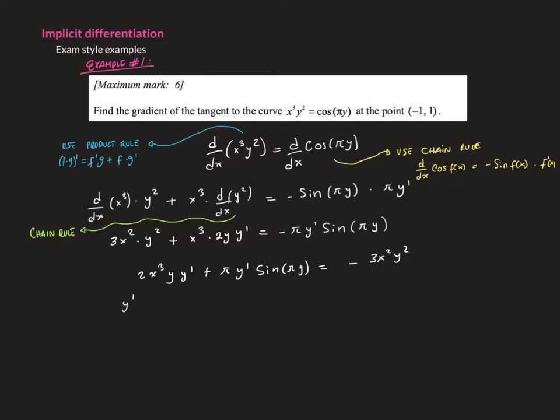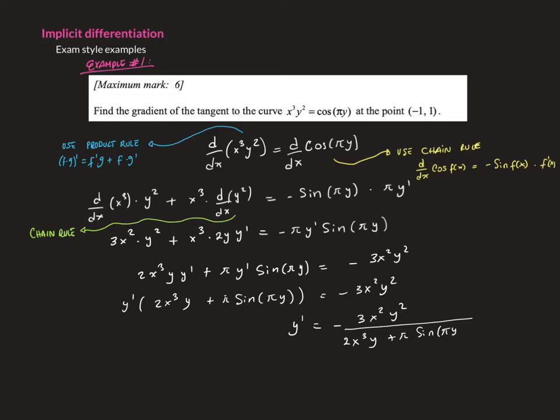Now taking y' out as common factor, and finally we're going to move these parentheses to the right hand side to get y' equals minus 3x^2 y^2, everything over 2x^3 y plus π sine of πy.